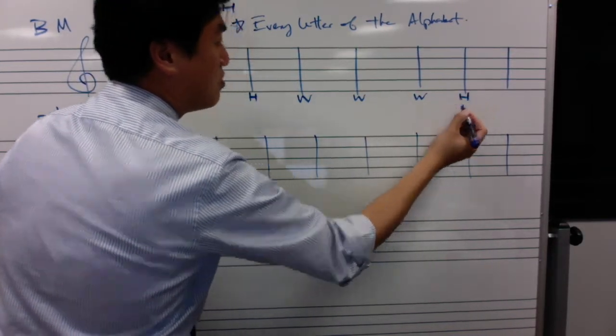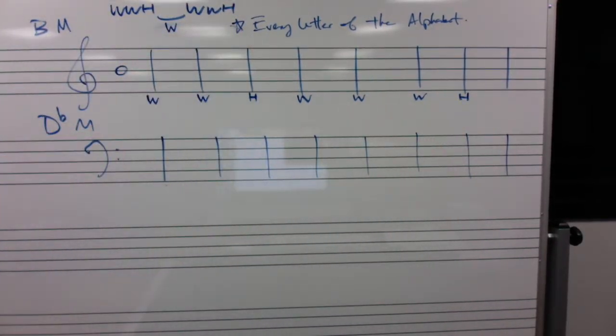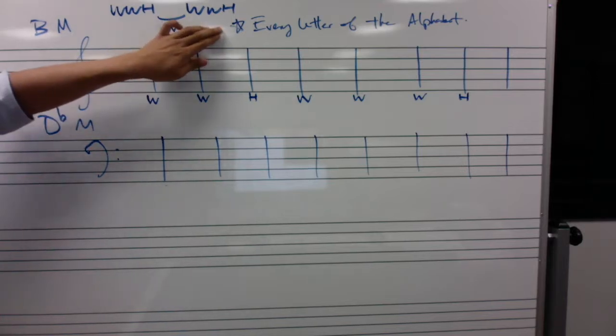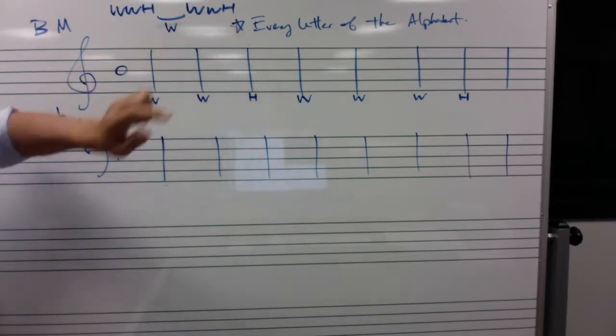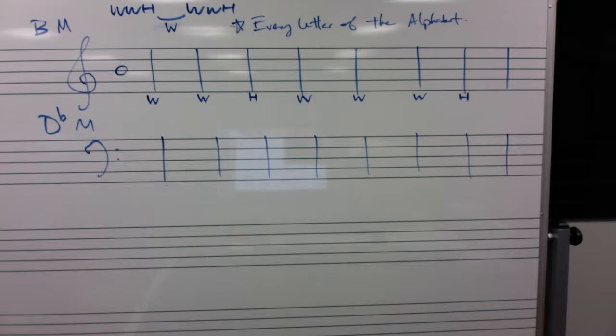So if it helps, you can also write this down to remember. I wrote every letter of the alphabet here. Why did I do that? You think? Yeah, because in a major scale, every letter is used at least once. Okay, you have to use every letter of the alphabet at least once.